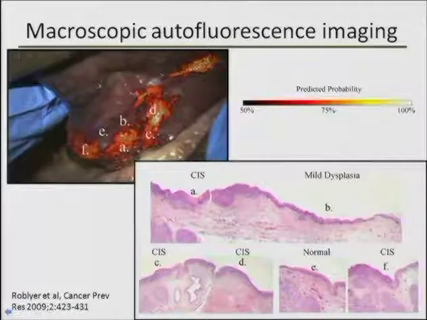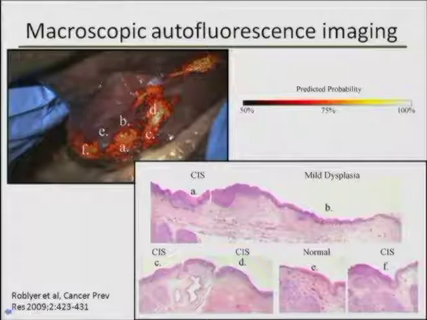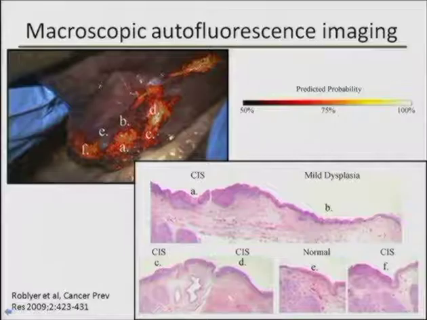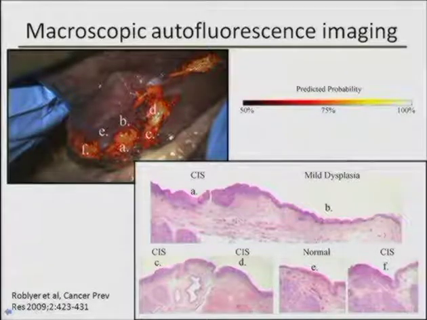One thing that you can do with these autofluorescence imaging modalities is to generate probability maps of disease based on the autofluorescence image, and then overlay those maps back onto the white light image.